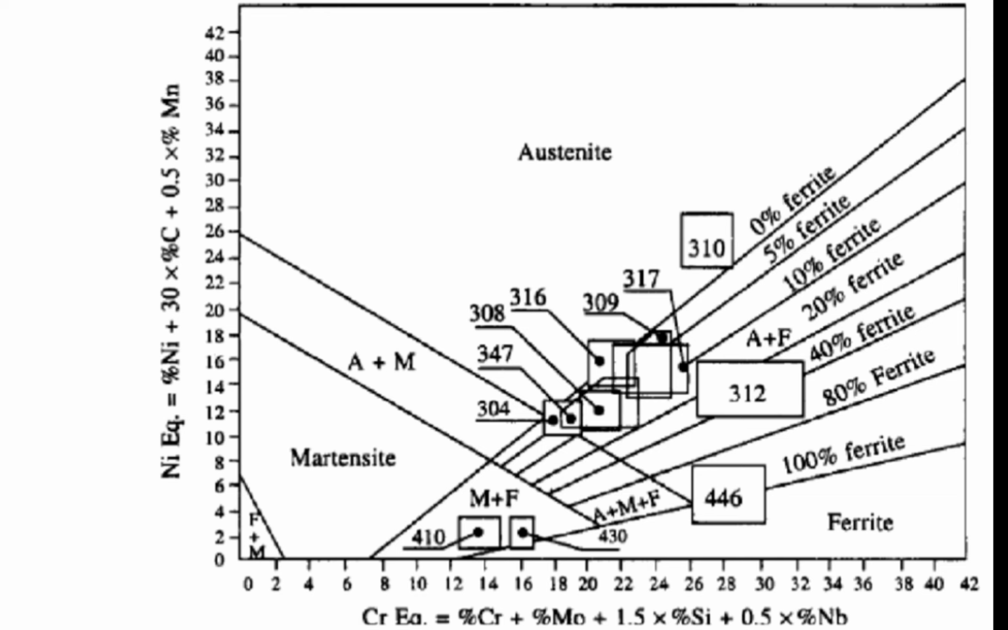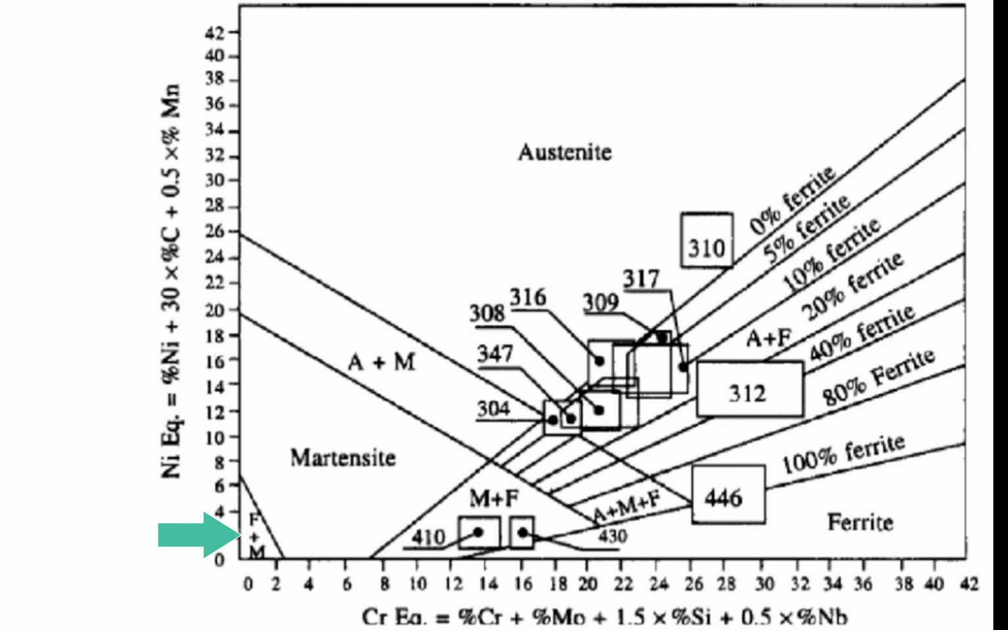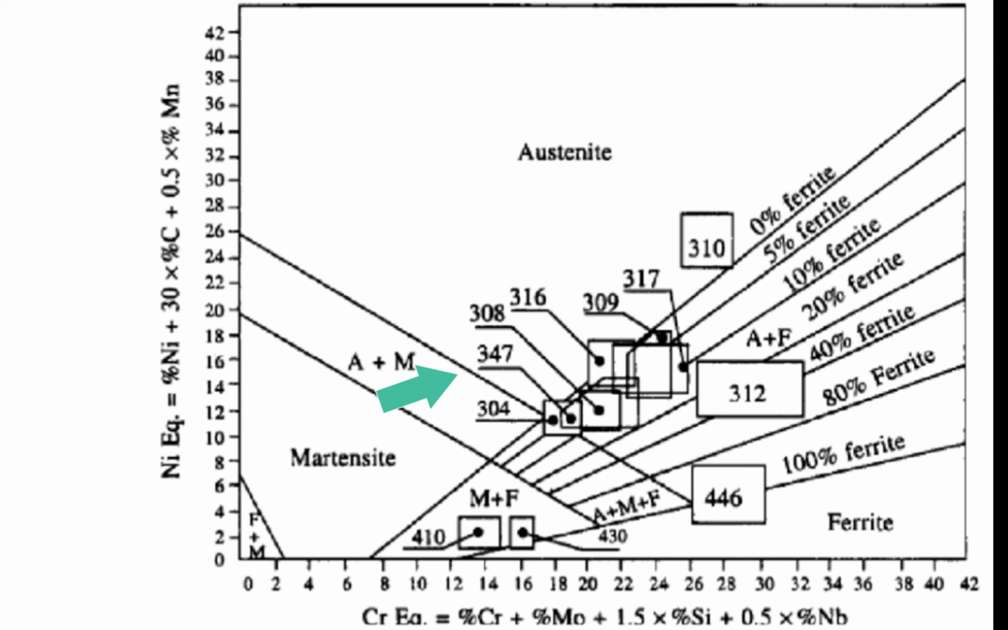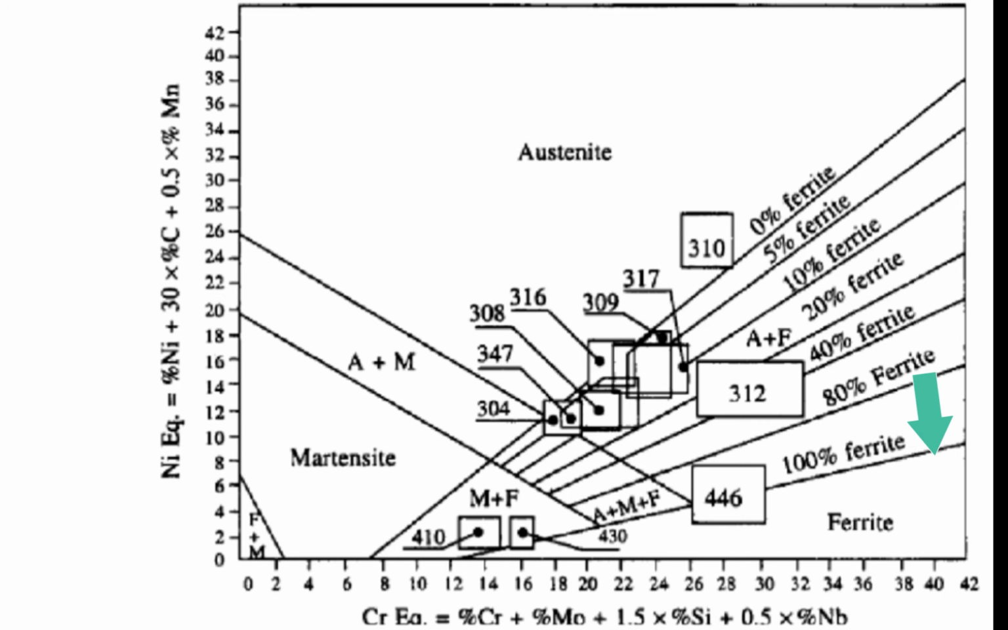This zone is the first zone, within 6% nickel equivalent and 2%, is ferrite martensite. Then we get martensite, then austenite and martensite, then austenite. So austenitic stainless steel will be above this point for sure. 316 is austenitic, 304 is austenitic, so they will be beyond this line for sure. Now this is 0% ferrite, then 5%, 10%, and below this line, where you can see 446, it is all ferrite.